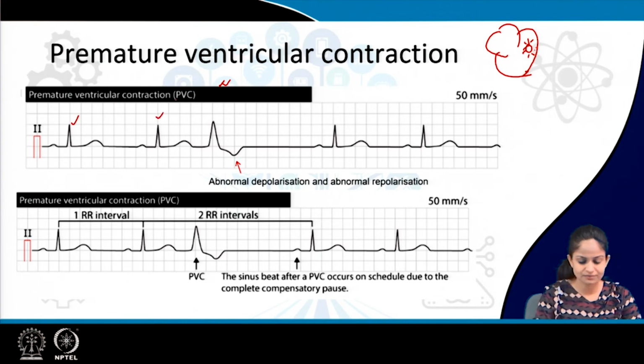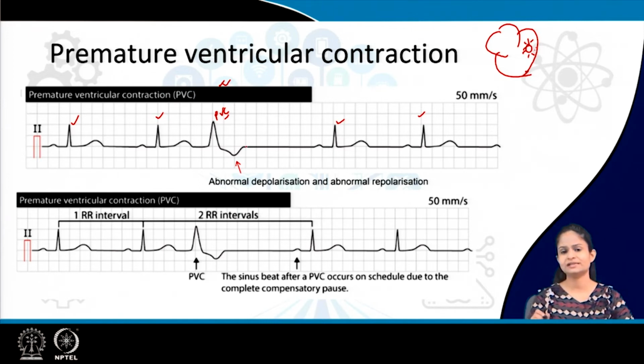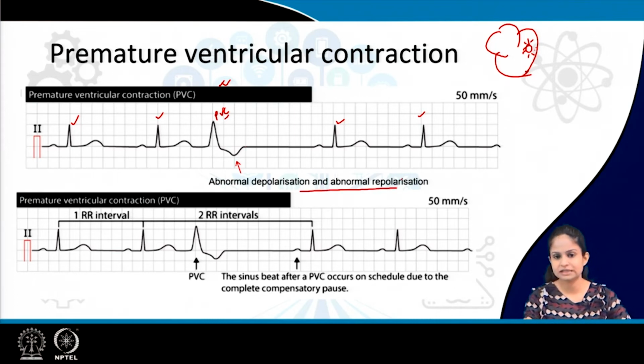So, this is the premature ventricular contraction. Here we can see the normal sinus beat, and this is the premature ventricular contraction with T wave inversion. This is mainly because of abnormal repolarization. We see the T wave changes because of abnormal repolarization due to the abnormal depolarization.